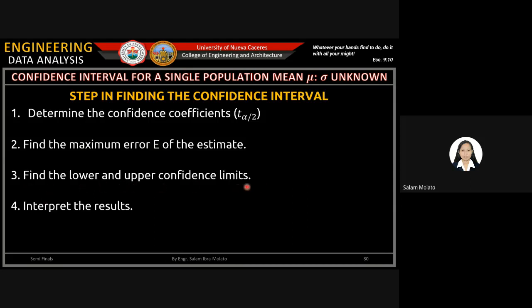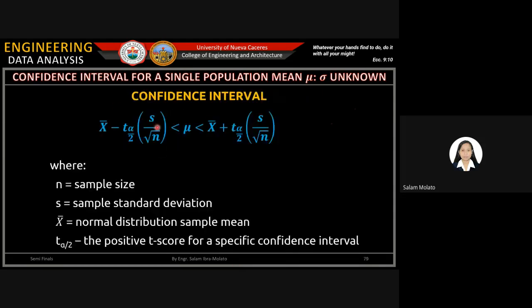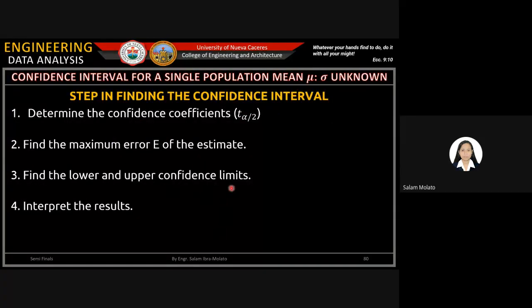Pag sinabing upper and lower, eto na po yung minus tsaka plus. Okay? So this is the lower limit and this is the higher limit, since yung mu natin is in between these two. So yan lang ibig sabihin yan. Meaning gagamitin na natin yung formula dito.